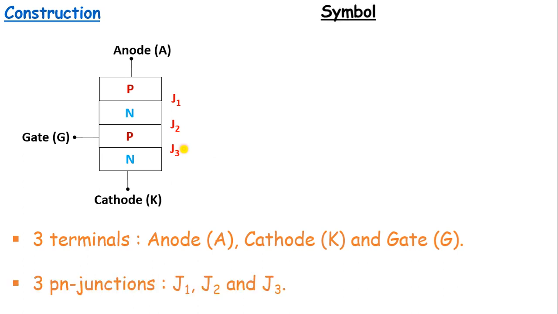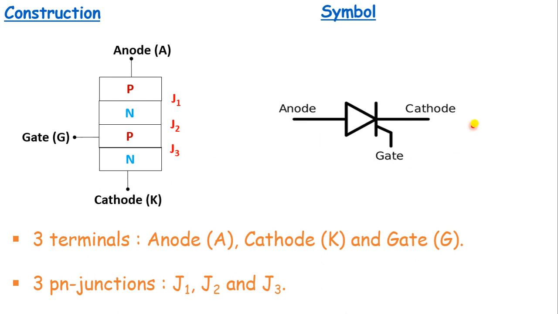Now we can see the symbol of SCR. This is the symbolic representation of SCR, where we mark the anode and cathode here and the gate terminal here. So this is the symbol of SCR.